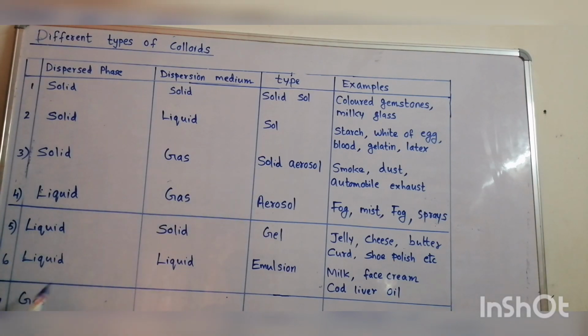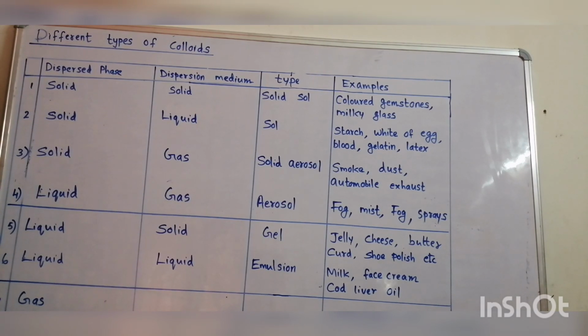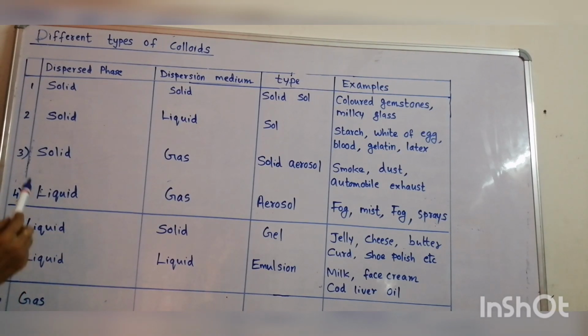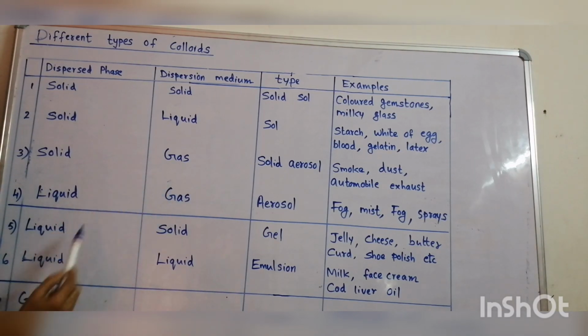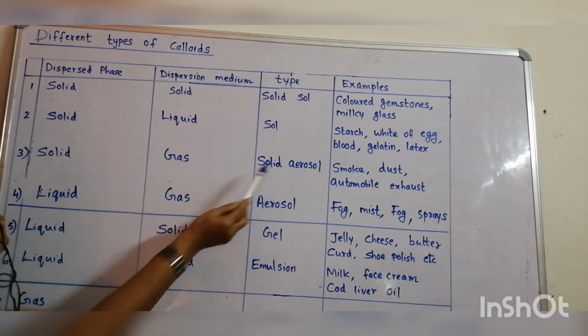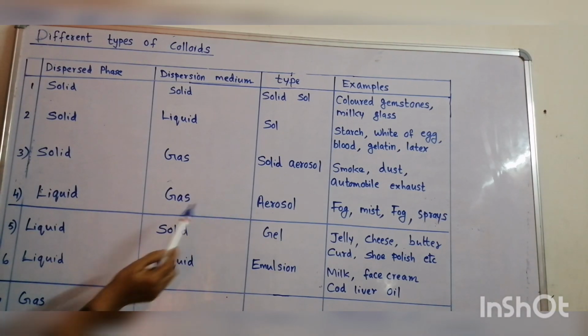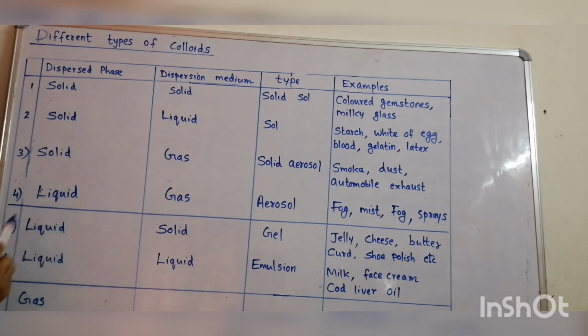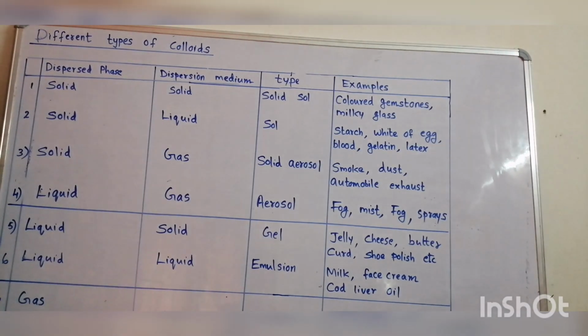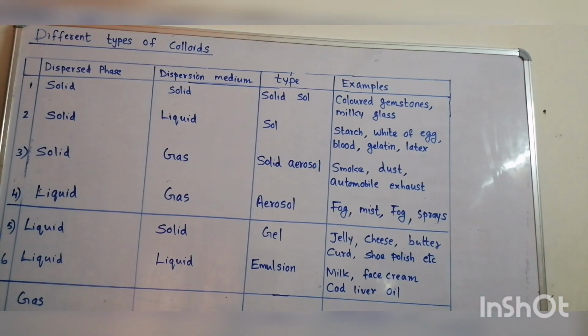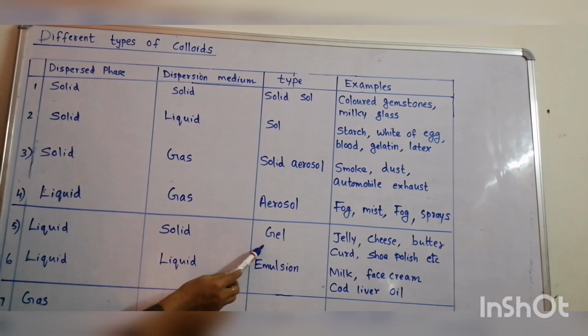In solid aerosol, you might have noticed smoke and dust. Here the carbon particles are distributed in air. So dispersed phase is solid and dispersion medium is gas. That is solid aerosol. And in aerosol, dispersed phase is liquid and dispersion medium is gas. Examples: fog and mist and sprays also. Now let us see what is a gel.